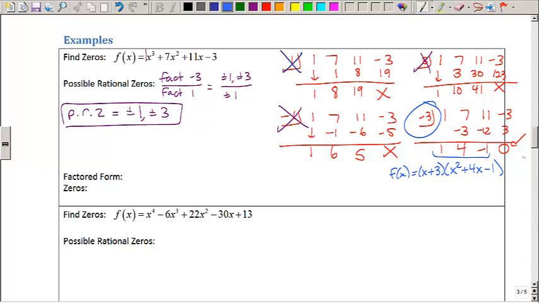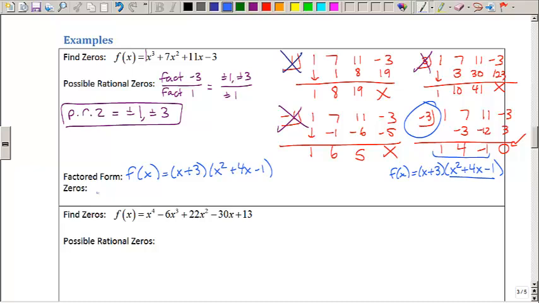Remember on our steps it says if your remaining polynomial is quadratic, then you know you've got it, because it either can factor or you can use quadratic formula in order to find all the zeros. Does this quadratic factor? Well, it doesn't really factor with nice coefficients, so we're going to leave our factored form as x plus 3 times x squared plus 4x minus 1, and that's our factored form.